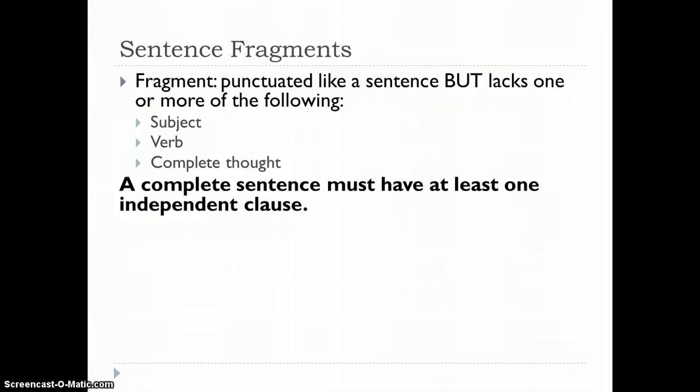Sometimes we skip over these because we complete the meaning in our heads as we're reading through our writing, or it just feels like a complete thought to us. We speak in sentence fragments, so sometimes we write the way we speak. So let's look at these and really think about, does it have each of these three things? Our first example: on a cold wintry night in March. That's got a noun in it. We're talking about a wintry night, but there's no verb and it's not a complete thought.